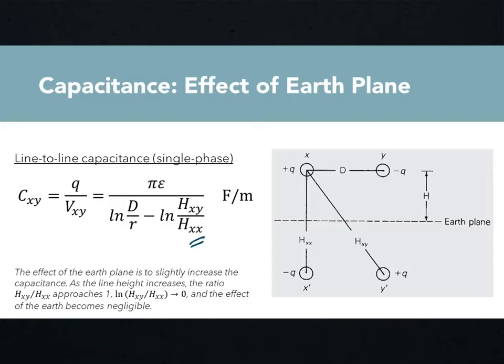Okay? So, there's a note here. The effect of the earth plane is to slightly increase the capacitance. Okay? Akala ko ba mina-minus? Yeah, we are taking this into consideration. Pag bininus mo to, meron siyang inverse relationship kay capacitance. So, nag-minus ka dito, lumiit, and then you'll have a slightly increased capacitance. Also, take note that as the line height increases, the ratio of this image conductor term approaches 1, as if the ln becomes 0. So, the effect of earth becomes negligible now.